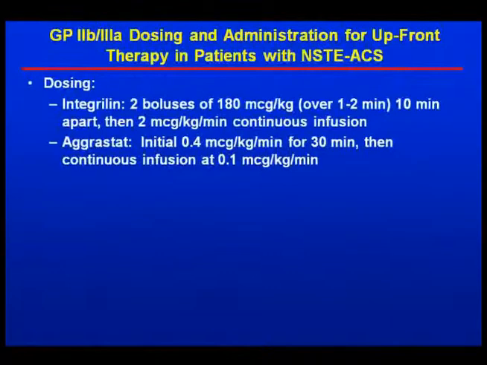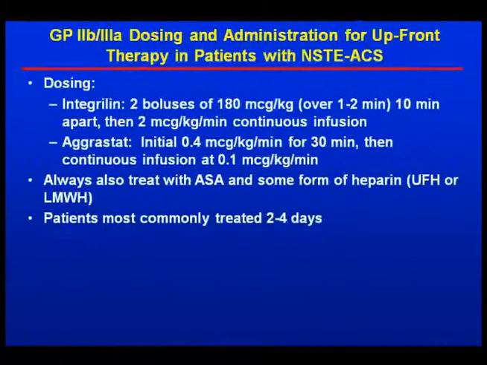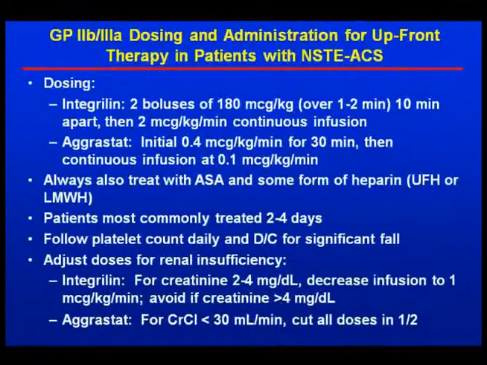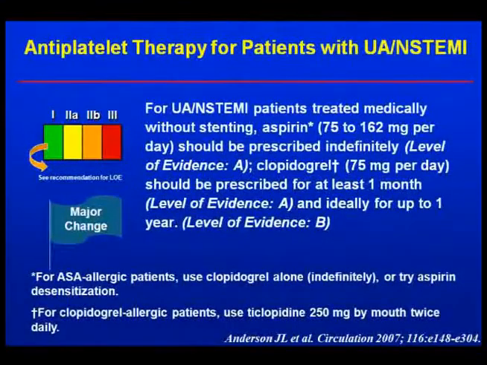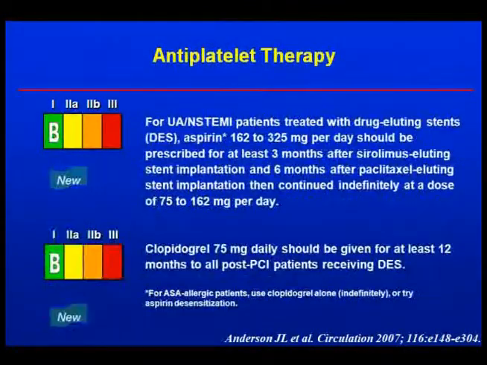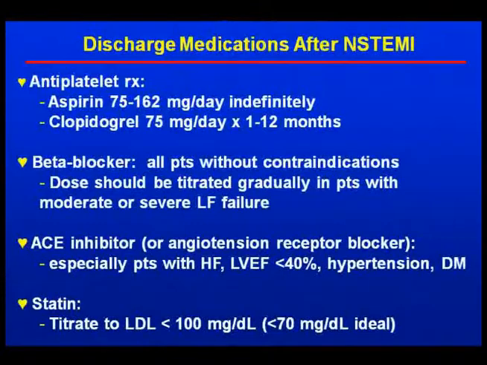Then here's some dosing for Integrilin and Aggrastat. It's in your handout, so I'm going to just quickly go to the middle of the slide. You have to follow the platelet count and stop the drug if there's a significant fall, and the doses of both drugs have to be adjusted for renal insufficiency. I'm going to skip these slides also. These are the chronic antiplatelet therapy slides.